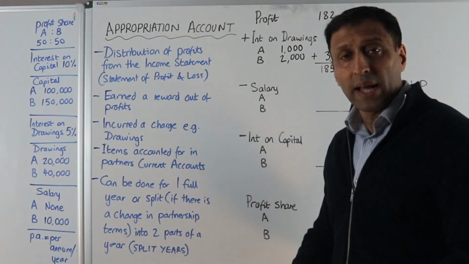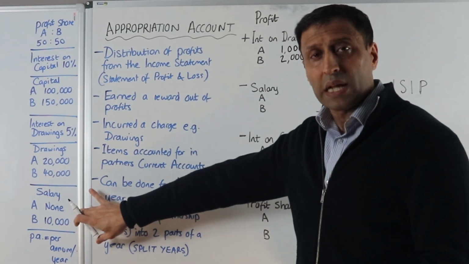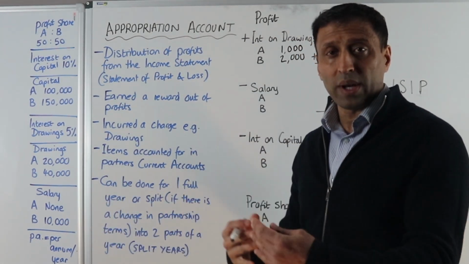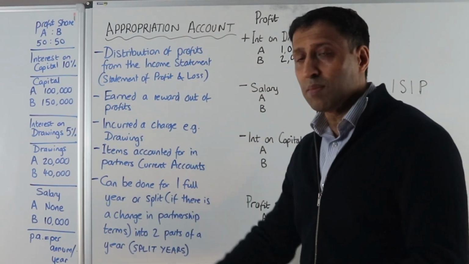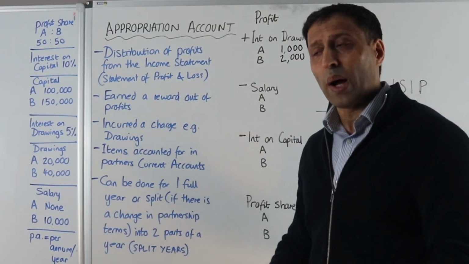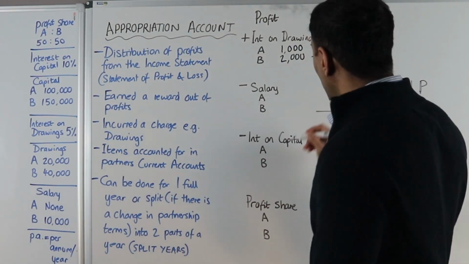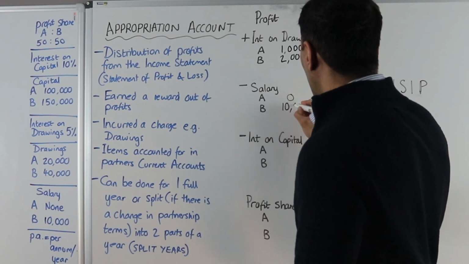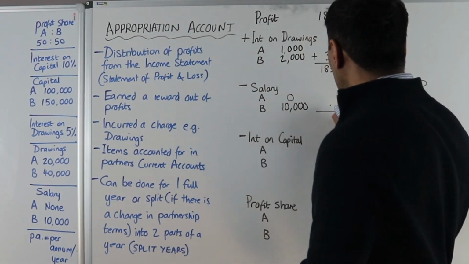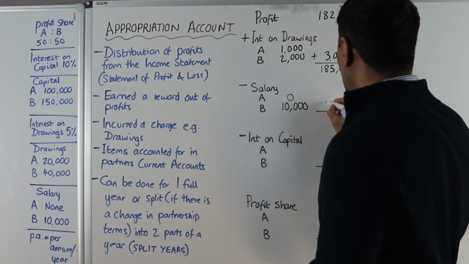Okay, the next thing is salary. We can see here that the partnership has agreed 0 salary for A. Maybe A doesn't come in and do any hours within the business, but A is just there as an owner. But B comes in and works within the business for a few hours and therefore is entitled to a salary. So that is per annum. So we are going to put 0 in for A and 10,000 in for B. The total salary we put over on the right hand column is 10,000.